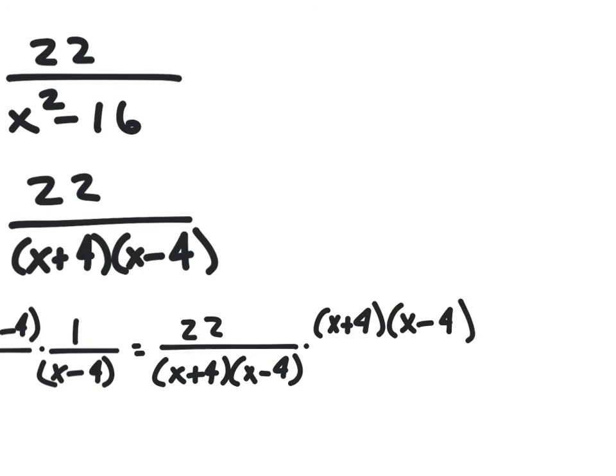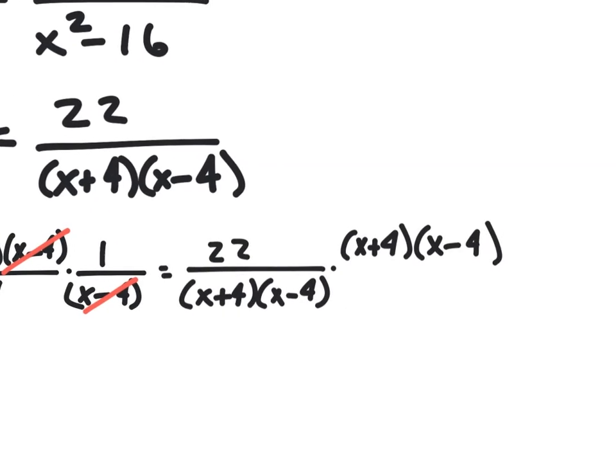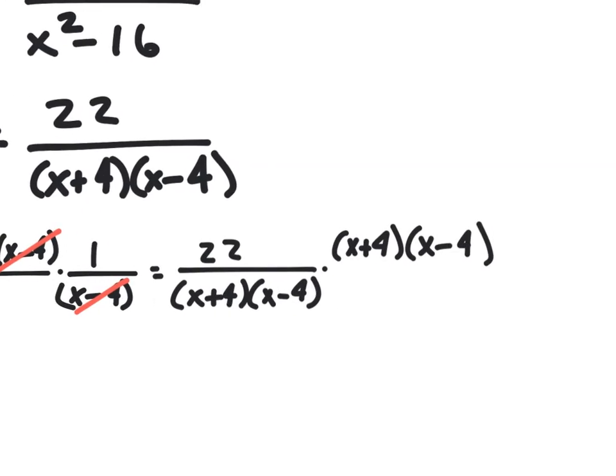Okay? Now, the cool thing that's going to happen is this. All right? Things are going to divide out. All right, so we're going to divide out the x plus 4s. We're going to divide out the x minus 4s. And then we're going to divide out everything over here, x plus 4s and x minus 4s. Okay, they're gone.